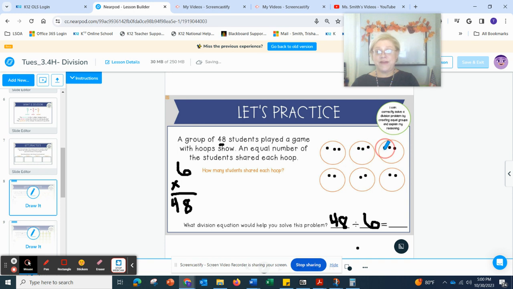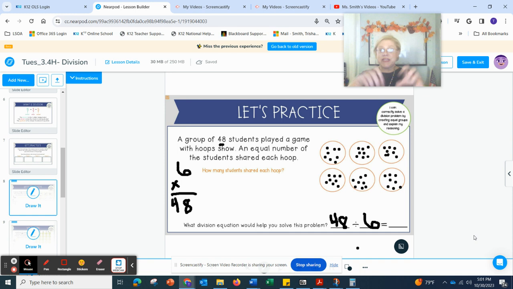Counting up: 1, 2, 3, on up through 30. Not even done. Continuing 31 up through 47, 48. All right, so we have our 48.